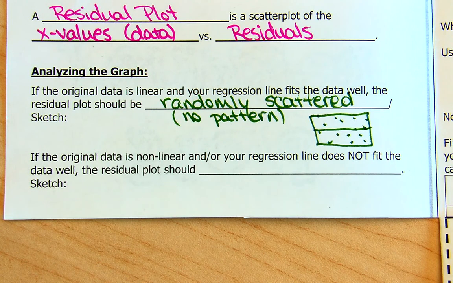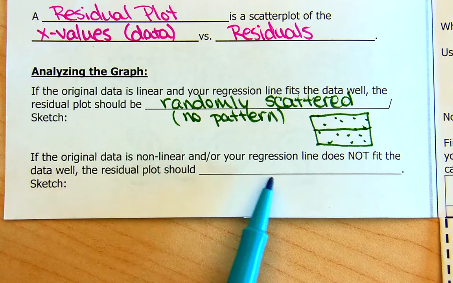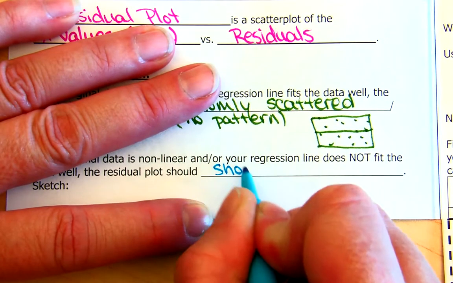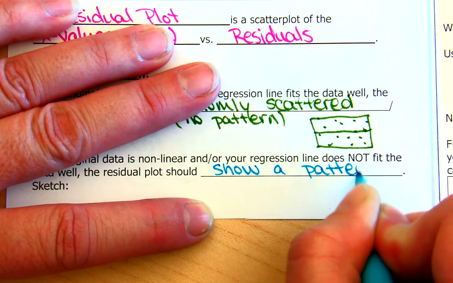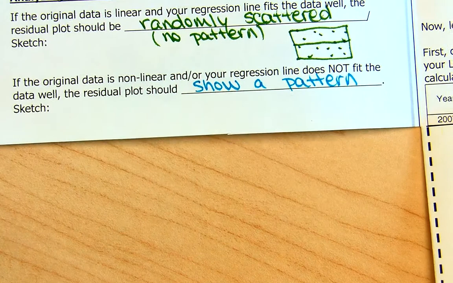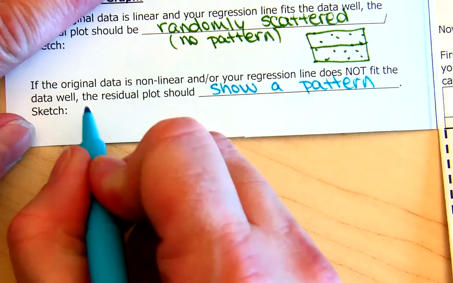So if the original data is not linear, and you should not be using this regression line, then your residual plot should show a pattern. And really this pattern could look like anything. There are three that are the most common ones that we'll see, so I'll show you a sketch of what those look like.